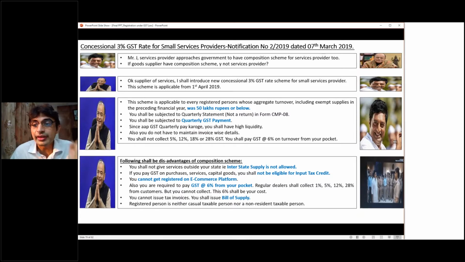Whether you think the scheme is useful, if you were a service provider, whether you will apply for this scheme or not. What is your suggestion? Will you pay 6% from your pocket? And you will be restricted. You can only give supplies in your state. You cannot give outside the state.